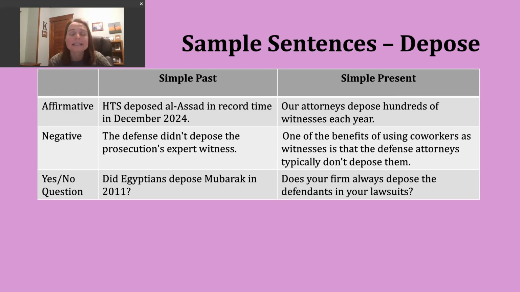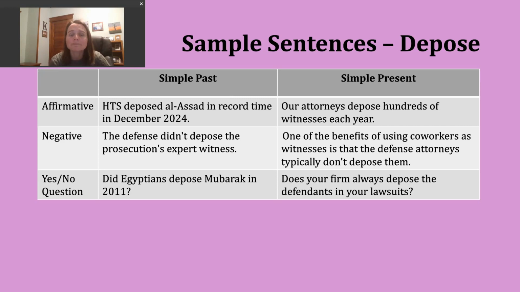My simple past tense sentence is: HTS deposed of al-Assad in record time in December 2024. Remember in the beginning when I said to suddenly overthrow a leader, right? Our first definition there said there's lots of examples in history, but also in modern times. So we could use that, our verb of the day here, to describe what happened to the Syrian leader just a few months ago.